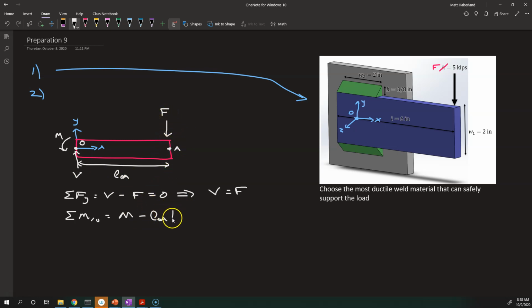So that'll be LOA, so LO to A, and that's minus because we've got this force and it's acting in the clockwise direction times that force. And that has to equal 0, so that means that our moment is equal to LOA times F. And our force, the magnitude, is 5,000 pounds. And the moment is 5 times 5,000 pounds, that's 25,000 inch-pounds. I think that's step 2.